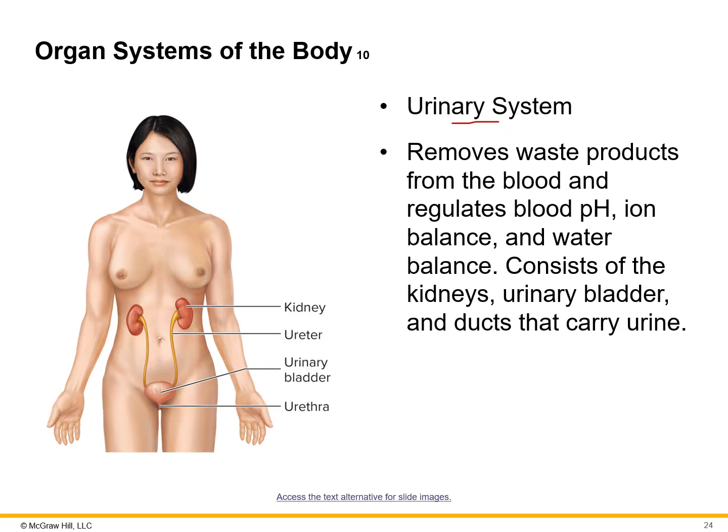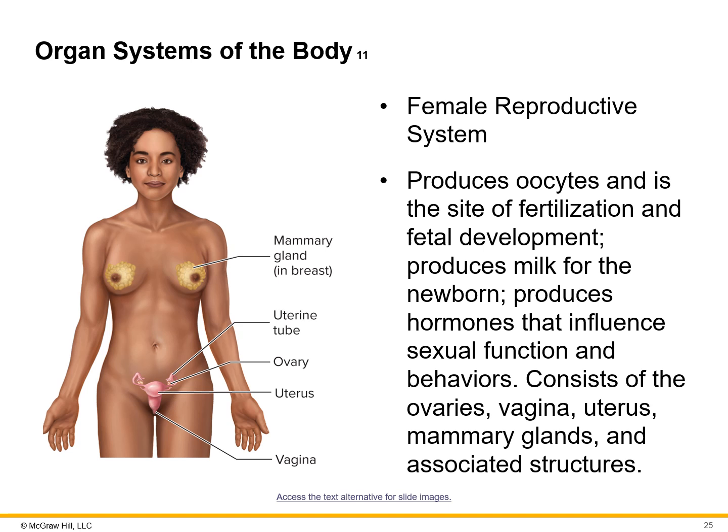Our urinary system, this is going to remove our waste, also helps regulate blood pH, helps with ion balance and water balance. It's made up of our kidneys, the bladder, and then the ducts like the urethra and the ureter that carry the urine.